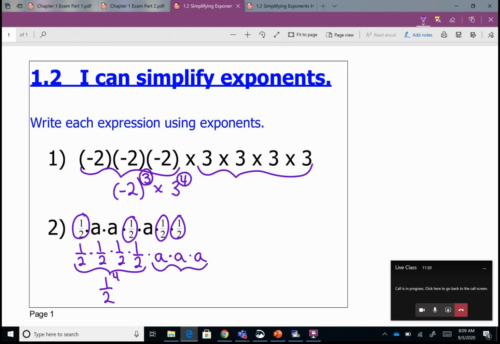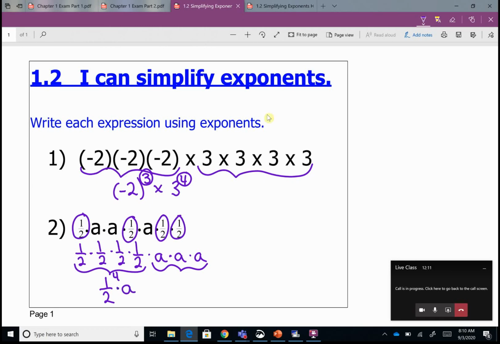I also have some A's. I have some A's there. Yeah, I like that part. So the thing that I'm multiplying together is A. A times A times A. So whatever I'm multiplying repeatedly becomes my base.